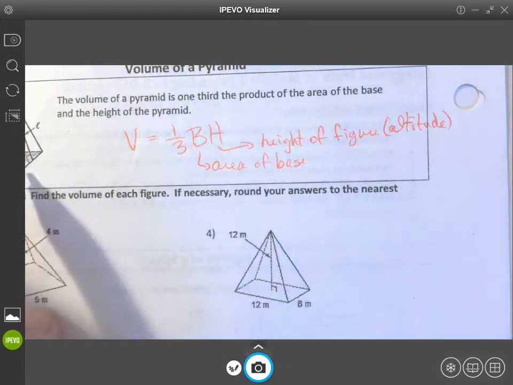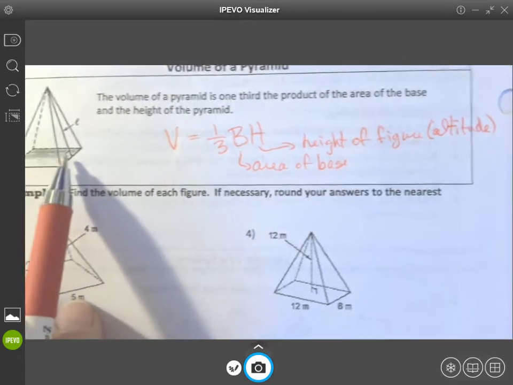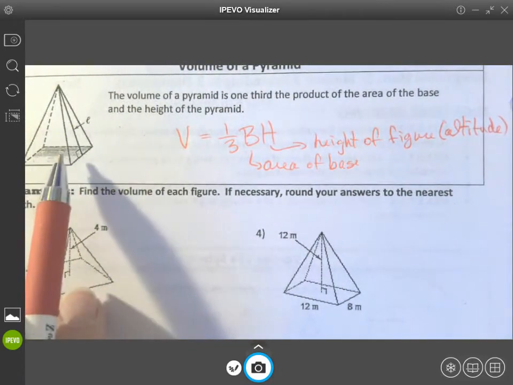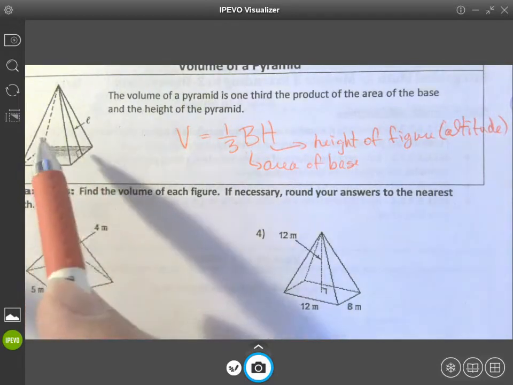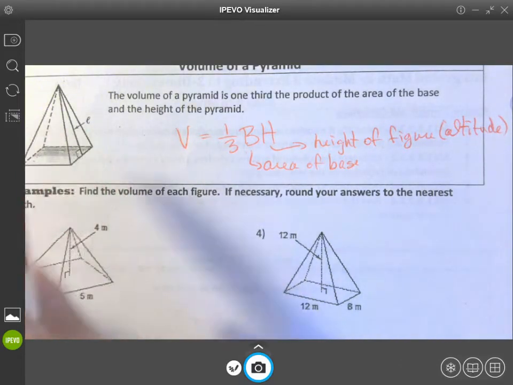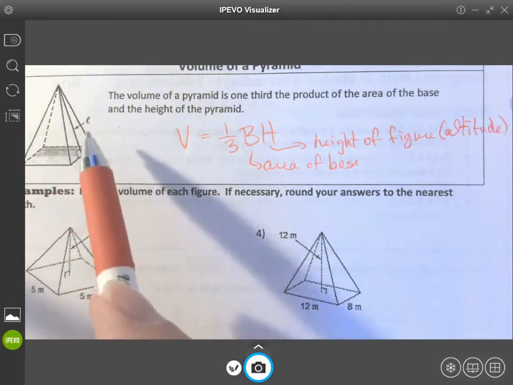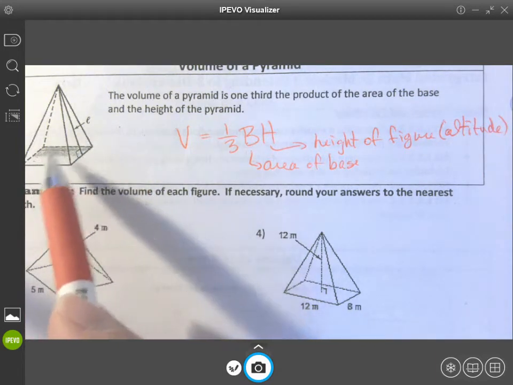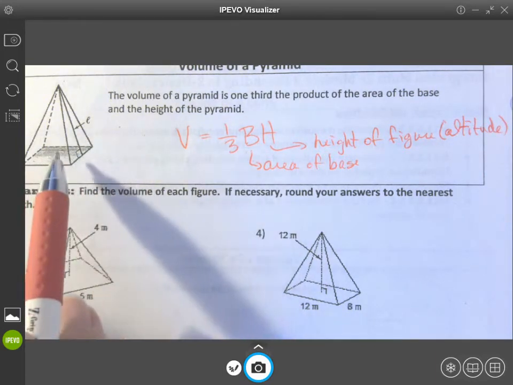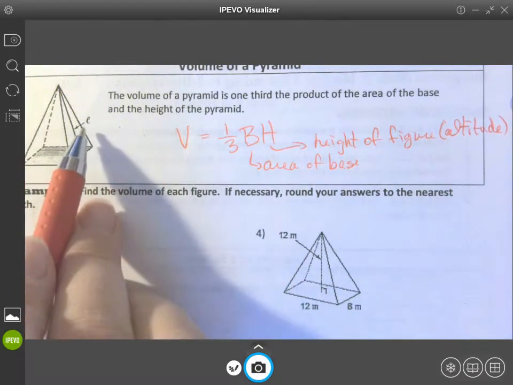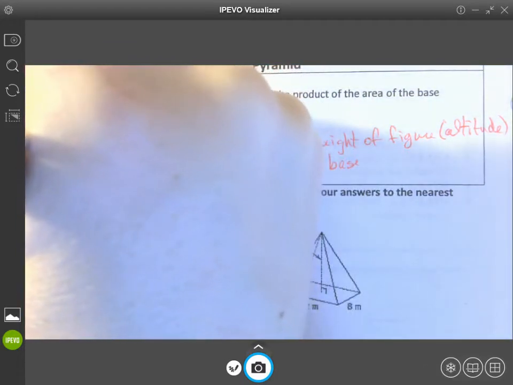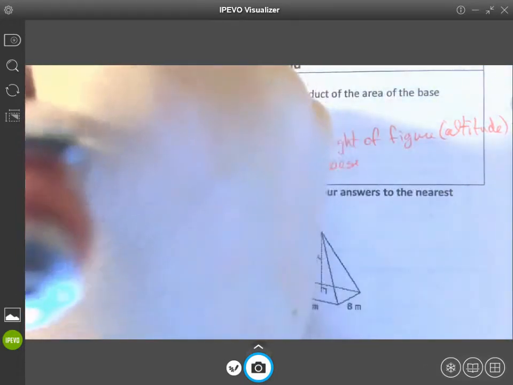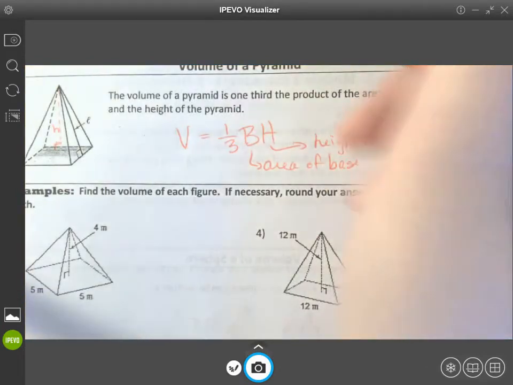So here we have either a square or a rectangular pyramid. And this is going to be a lot easier than surface area, because in surface area you had to find the area of the base and then all of the sides if they were different. Here we're just going to do 1/3 of the area of the base and then multiply it by the height. Now see how this has an L here? That's the slant height. We're not using that. We want this height. Okay? We want this height for the figure.